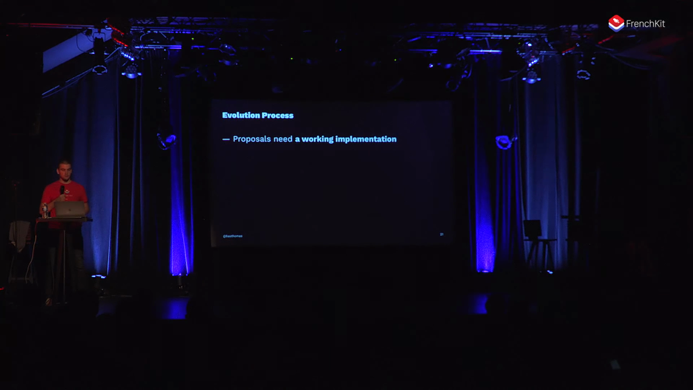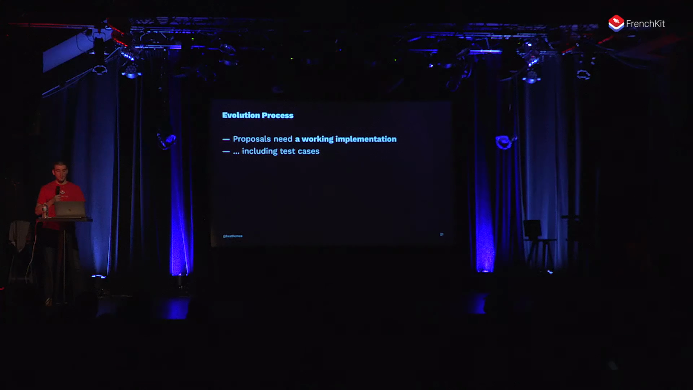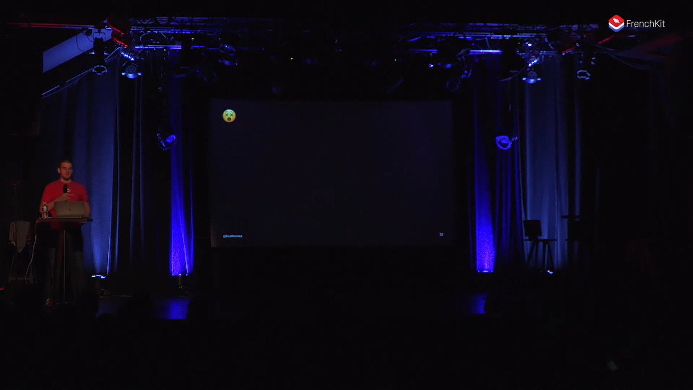So in the current evolution process, you can just write a proposal and have it discussed on the mailing lists, and if it works, then it might get accepted and implemented afterwards. Now we will really need a working implementation, including test cases. After this, you're maybe thinking, wow, that's a lot that will be changed, and how can I keep up with this? I can give you some tips with that.